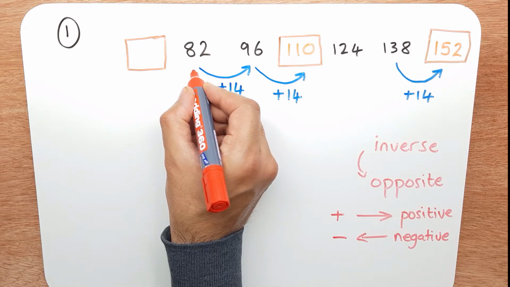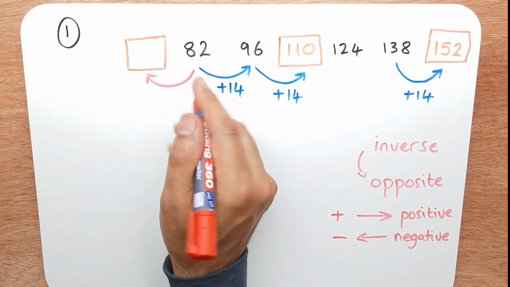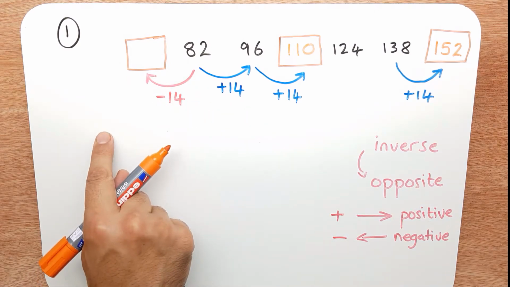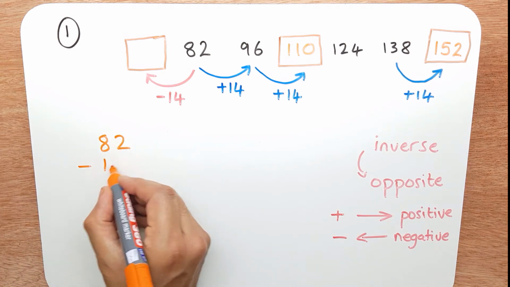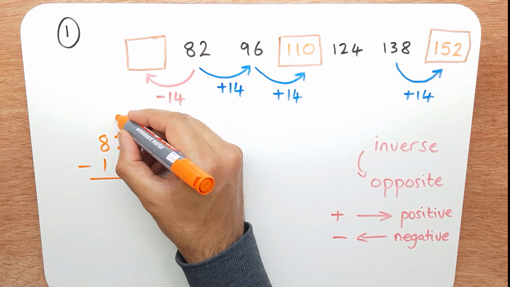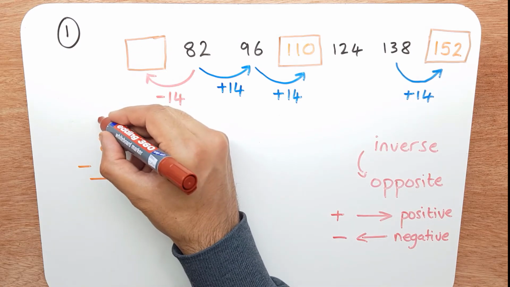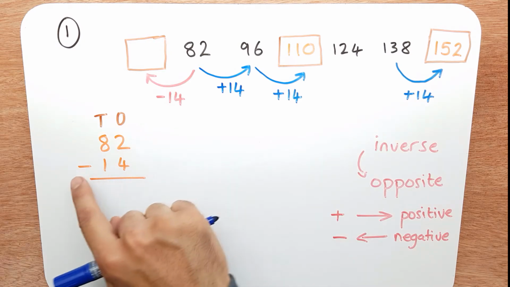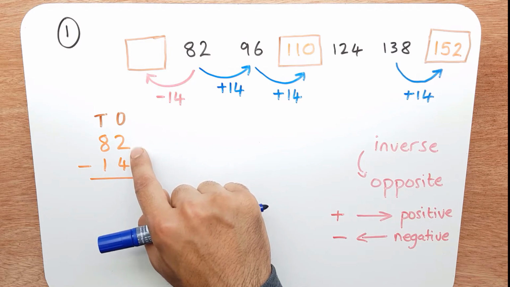What I need to do is 82, go backwards to find this number. So I will take away 14. So let me start here. 82, take away 14. Now I have to be careful. This is our ones column. I'll put an O for ones column or units column, and I'll put a T for tens. So here we do 2, take away 4. We can't do that. We've not got enough. So we go to the neighbour.